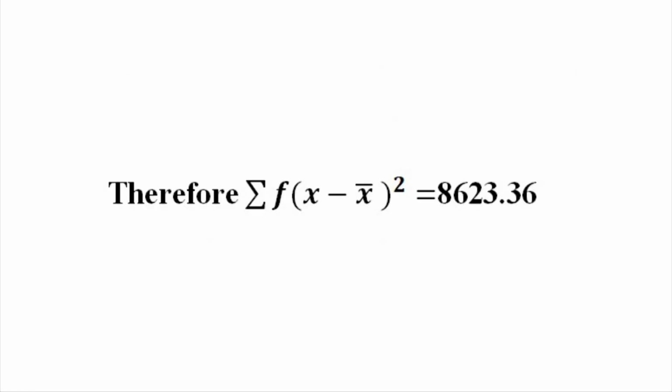Now, the sum of f into x minus x bar square is 8623.36. Next, we shall consider the sum of squares of deviation of a set of values from the median.